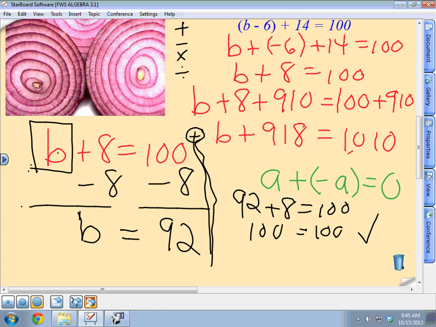If you put your variable, what you solved it for, back into your equation and solve it, if it comes out to a true statement, you know you did it correctly. If it came out and said something like 99 equals 100, that means I made a mistake somewhere. I'd have to recheck that and figure out what I did.